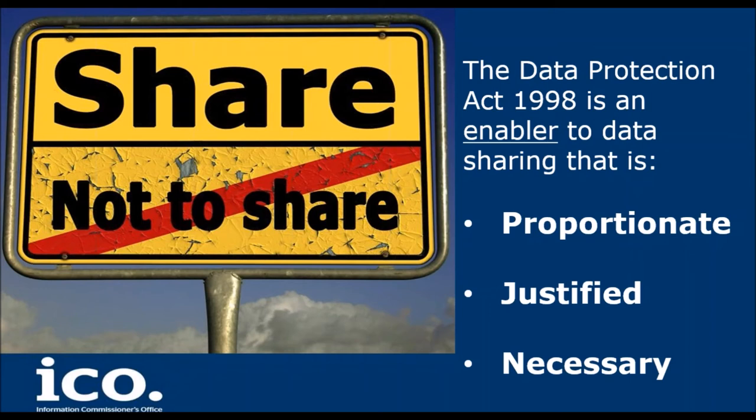I think it's a common misconception that the Data Protection Act creates the barrier to data sharing, and Jocelyn also mentioned that IG in general can be seen as a blocker to data sharing, stopping them from doing it. A common example that we see at the ICO is that the Data Protection Act always requires you to have consent to share information, and that's not always the case.